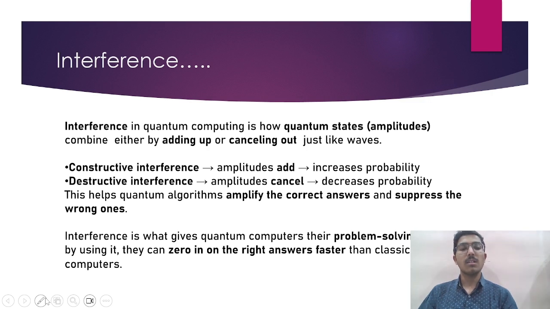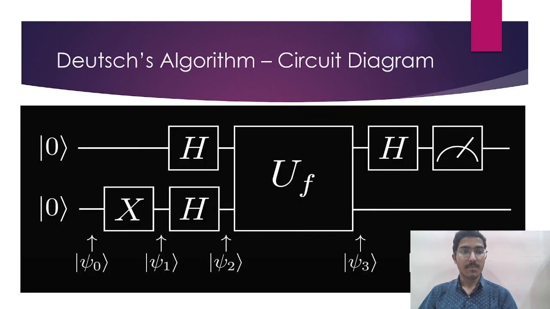This helps quantum algorithms amplify the correct answer and suppress the wrong one. Interference is the topic that gives quantum computers their problem-solving power. By using it, they can zero in on the right answer faster than classical computers.